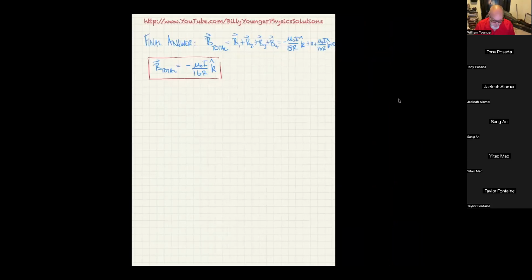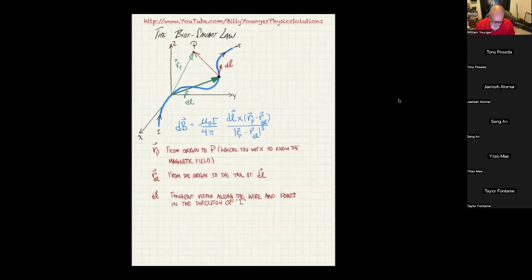So just to recap the actual Biot-Savart law, which is mu 0 I over 4 pi times dl, where dl is a differential tangent vector along the wire carrying the current, or just the current in general. It doesn't necessarily have to be a wire. So that's what dl is, and it has to point in the direction the current's going. The r_P points from the origin to the point where you wish to know the magnetic field.